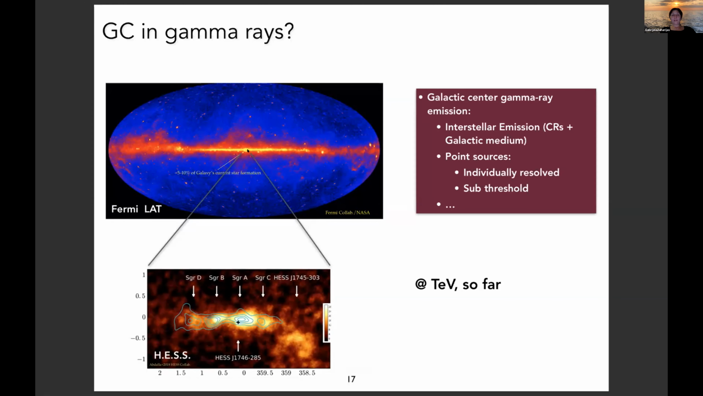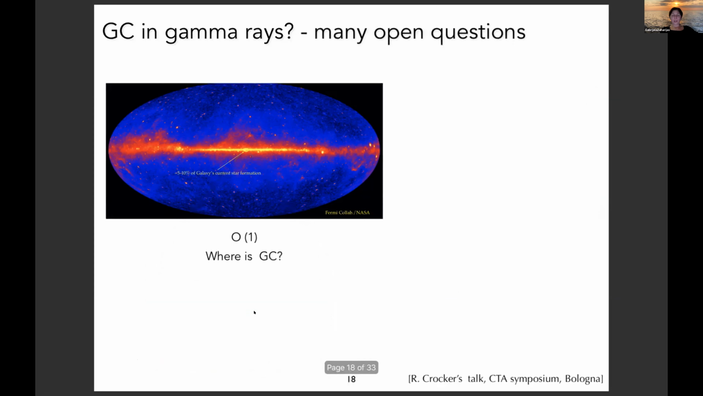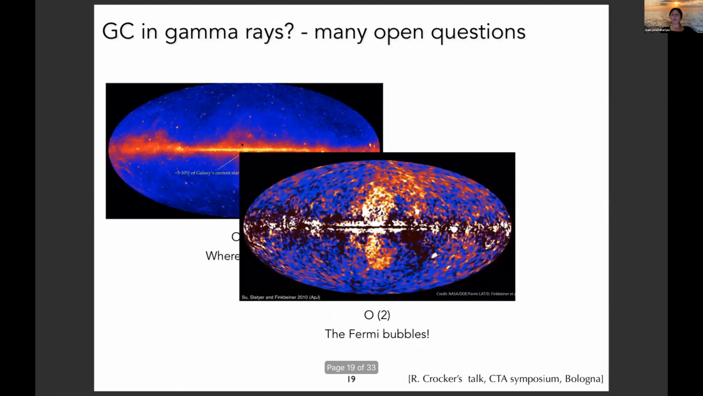At TV, with Cherenkov telescopes, again, you cannot see this large-scale structure, but we measure a tiny region around the galactic center, and we see there is something there. As I was saying, there are many open questions. Even though the star formation rate is huge in the galactic center, it is not a special place in gamma rays. So the question is why.